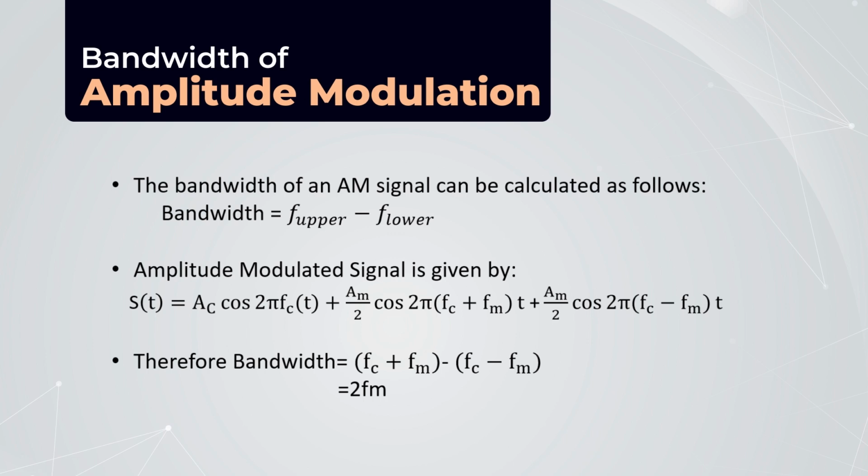and the lower frequency, which is fc − fm. Therefore, the bandwidth is the difference between the upper frequency and the lower frequency, and after the simplification we will get the bandwidth is twice fm for the amplitude modulation.